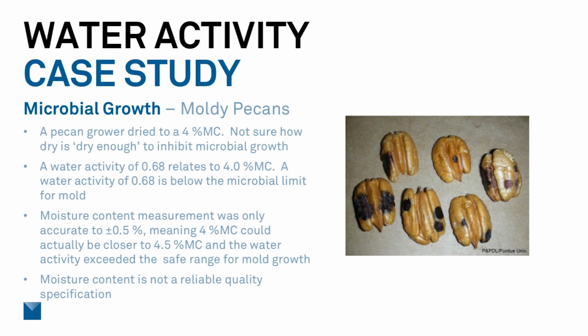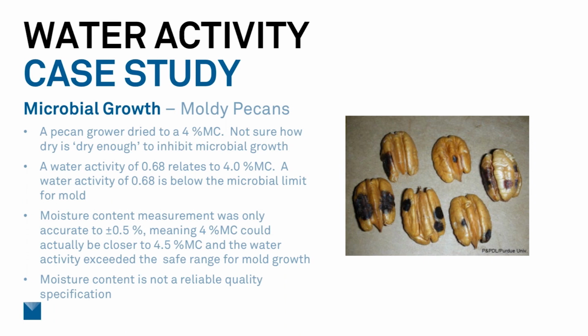Well, they did mold. So what happened here? Well, we can see that unfortunately his moisture content measurement was only accurate to 0.5%. When the pecan measured 4%, it was actually probably closer to 4.5%. And the water activity exceeded the safe limit for mold, and that's how we can see this.